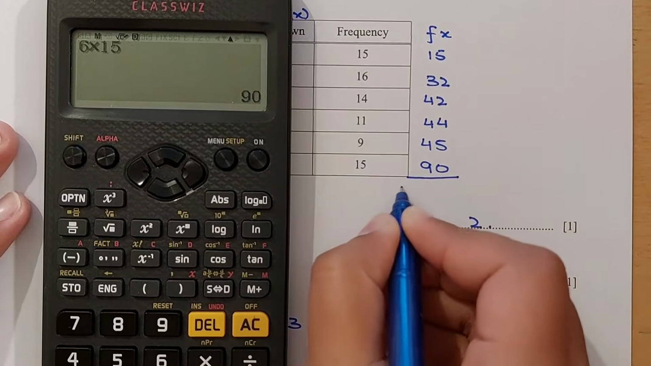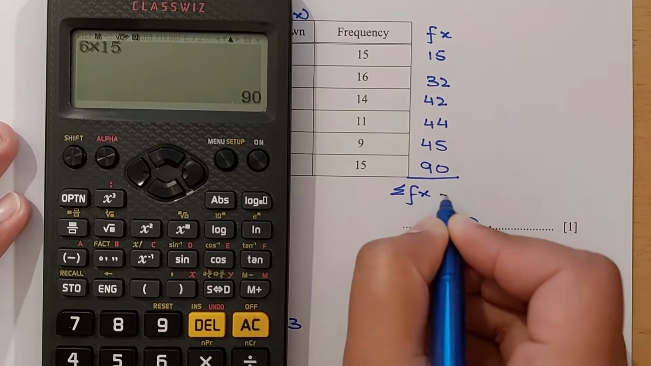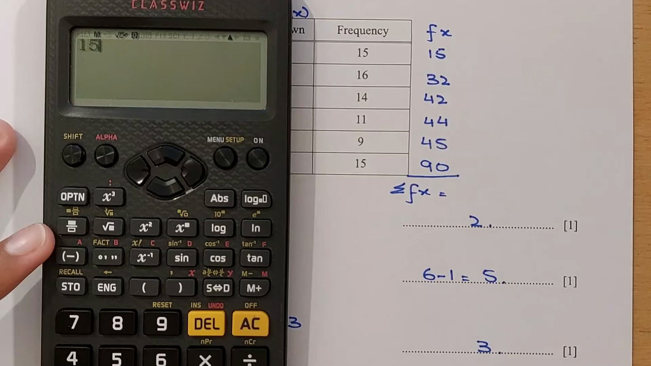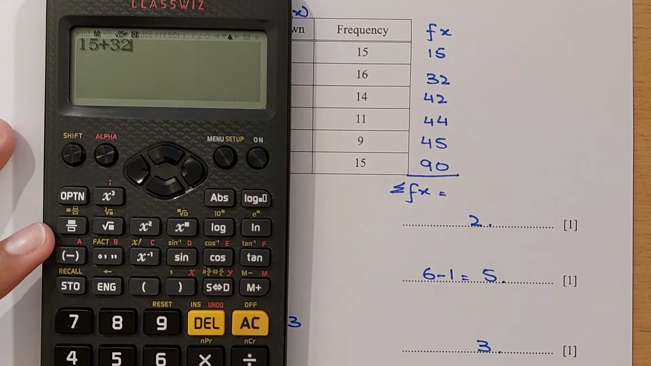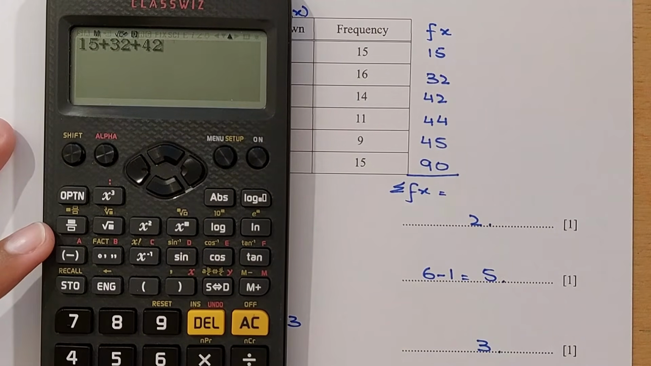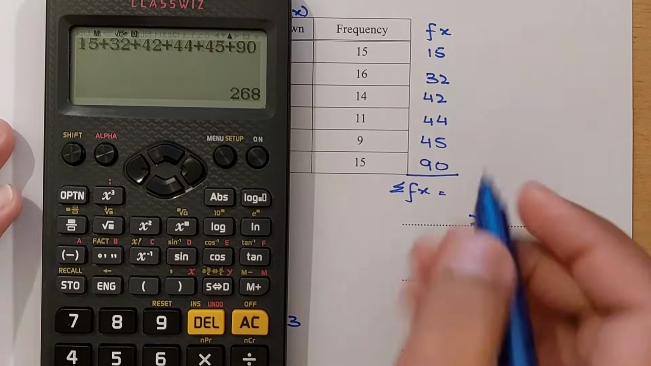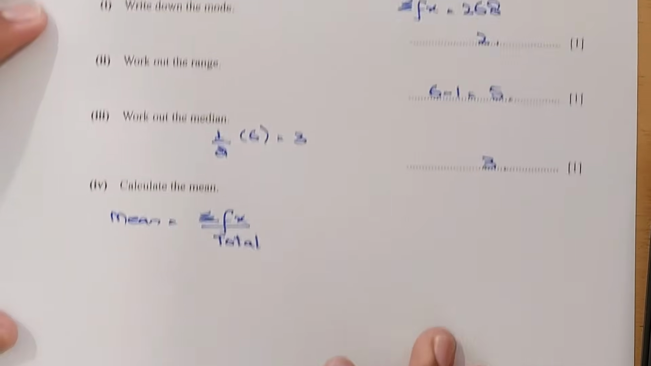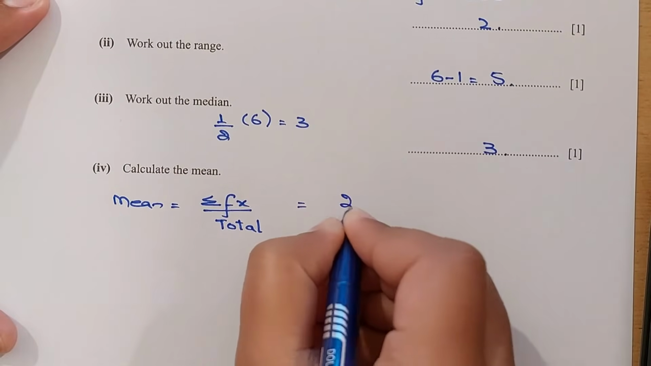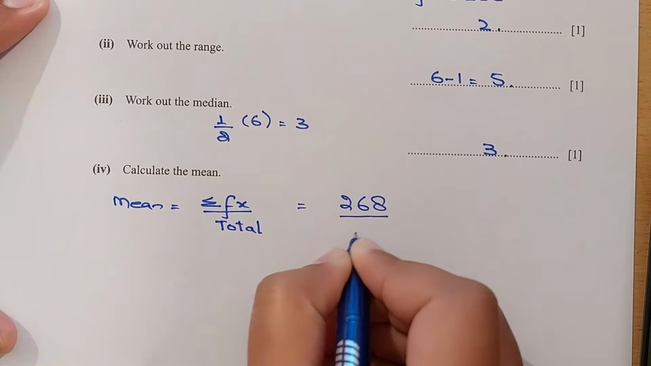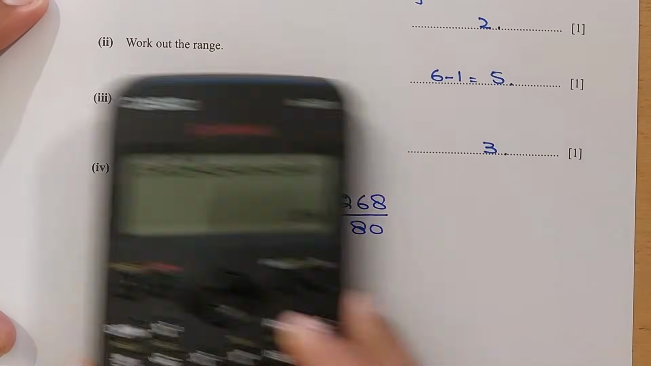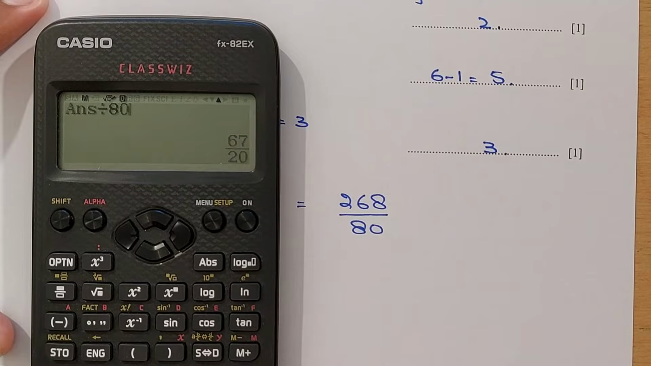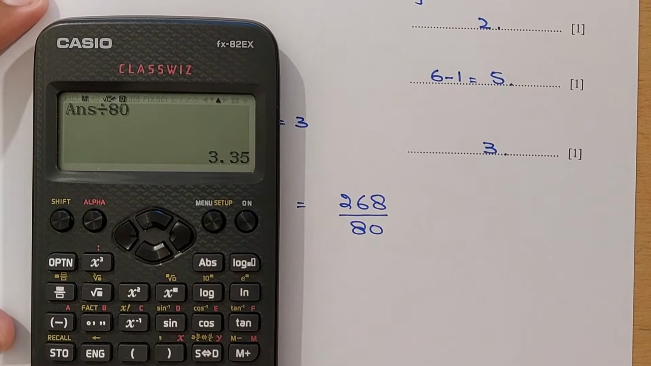So let me calculate the sum of fx. Adding all of them, 15 plus 32 plus 42 plus 44 plus 45 plus 90, that is 268. Okay, so substitute over here, that is 268 divided by the total number of throws, which is 80. Now dividing by 80, the mean is 3.35.